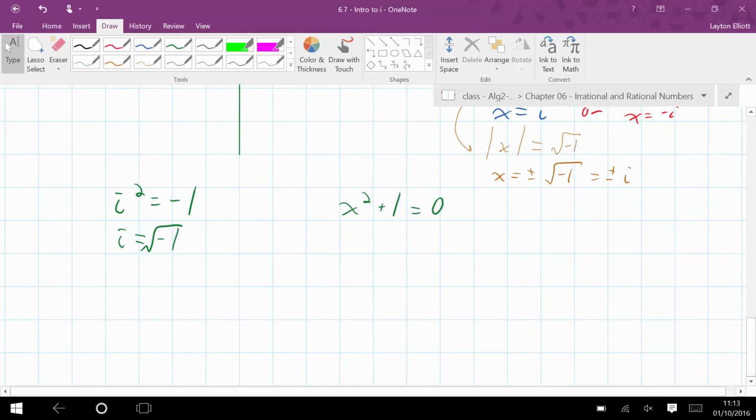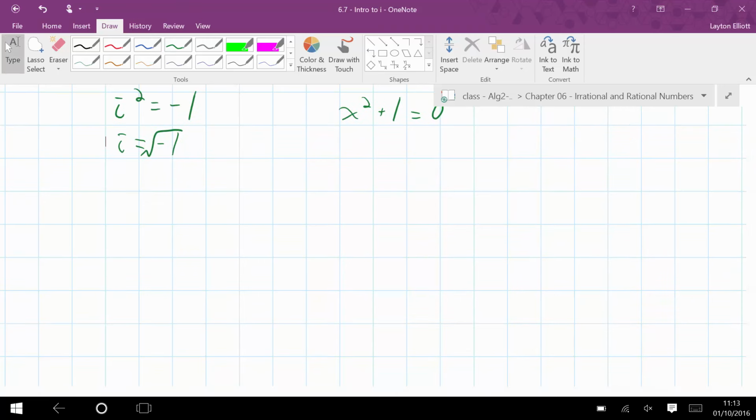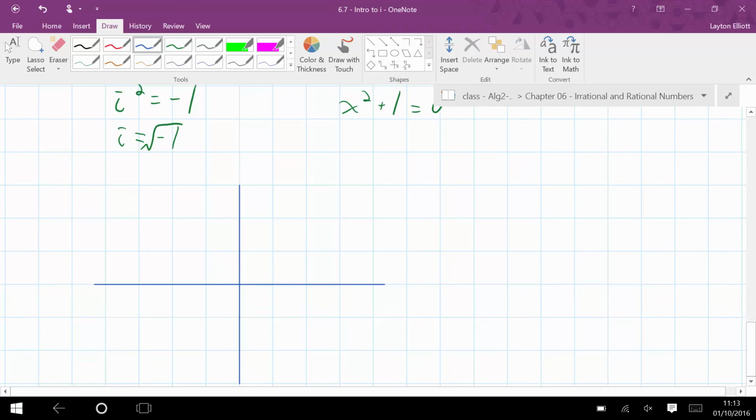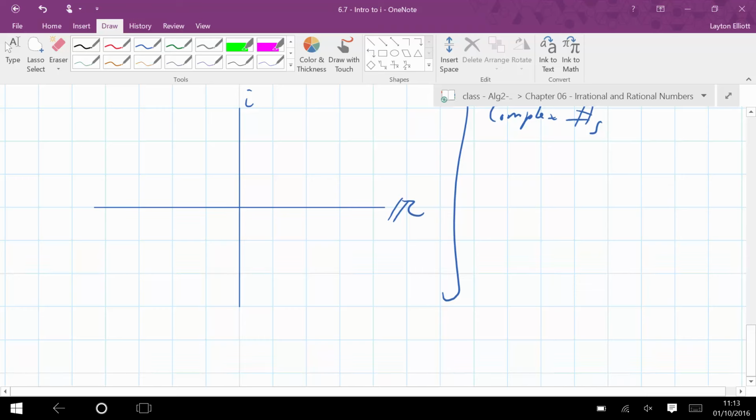I bring this up just as an intro. I don't want you to necessarily write this down, but I want you thinking about what it means to be I as we do this next day. I brings about a new dimension in numbers, and this plane here is going to be called the complex numbers. It's a new number system. It's greater than the real numbers.